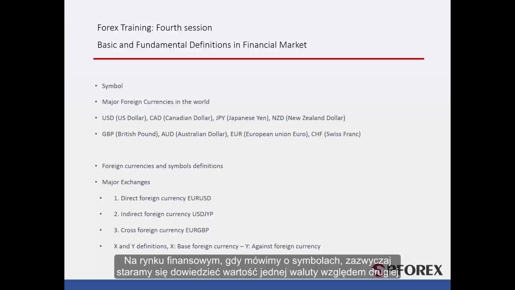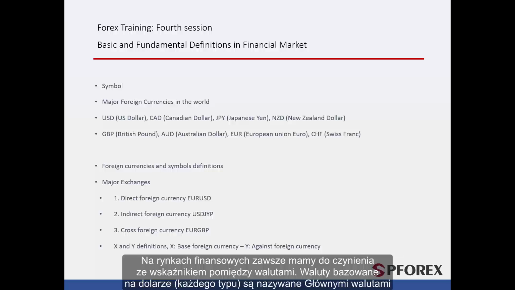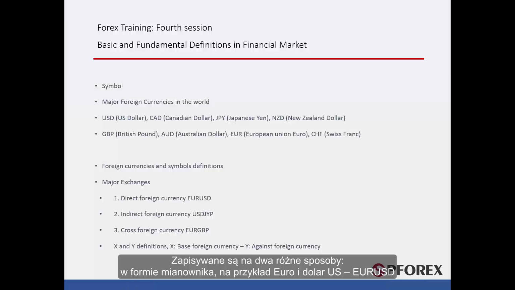In a financial market, when we talk about symbols, we are usually trying to find out the value of one currency against another. There is always a ratio between currencies in financial markets. Currencies based on a dollar of any kind are called major currencies. These are written in 2 different ways. In a form of the denominator, for example, the euro and US dollar is EUR USD. Second way is an indirect, for example, the US dollar and Japanese yen, USD JPY.